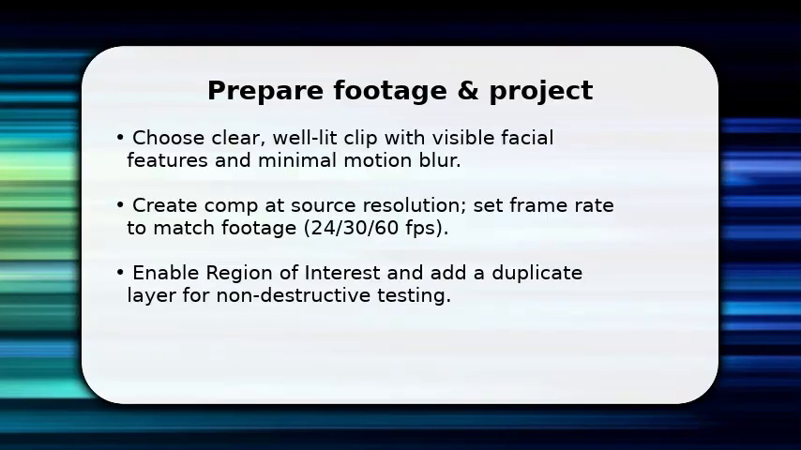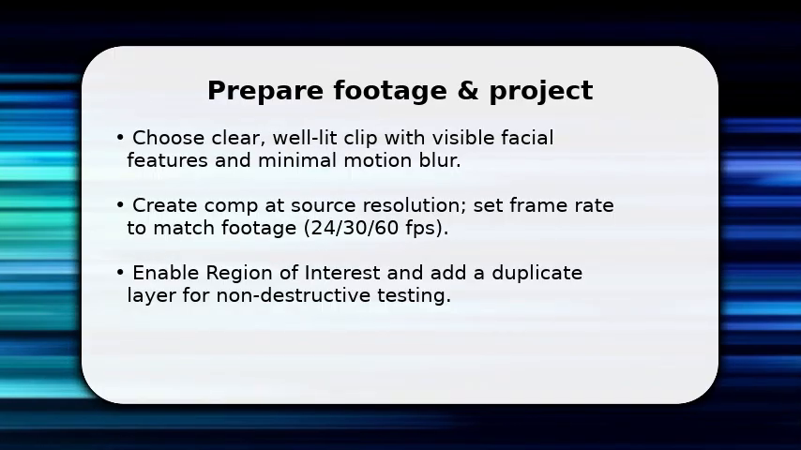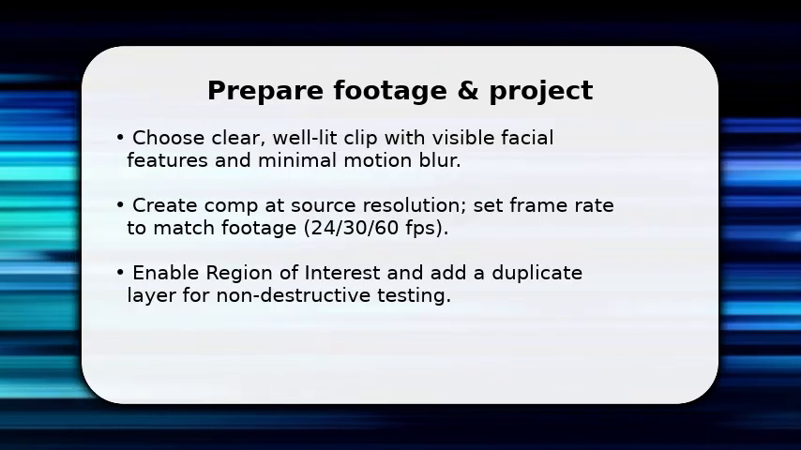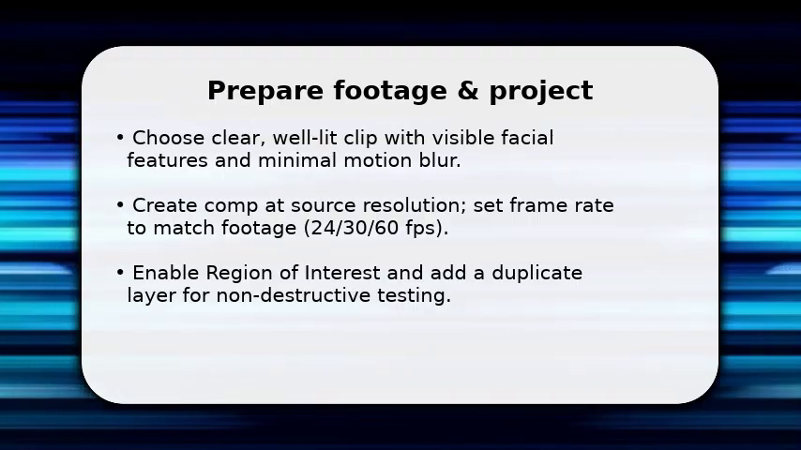You start by preparing your footage and project settings so tracking will be reliable. Choose a clip with good lighting and minimal blur, then create a composition at the source resolution and matching frame rate. Once done, duplicate the layer to preserve the original and turn on region of interest to speed previews. Make sure the face stays visible for the full track. This reduces drift and gives the tracker consistent features to lock onto as you begin the next phase.